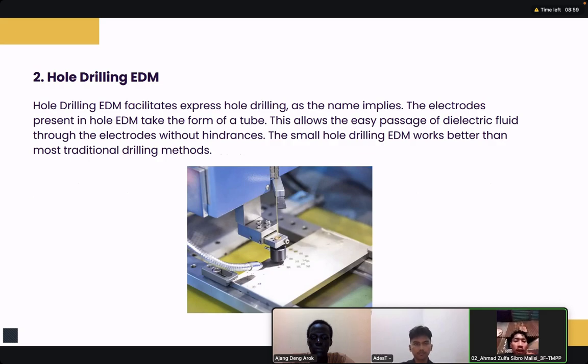And then the second is hole drilling EDM. Hole drilling EDM facilitates express hole drilling, as the name implies. The electrodes present in the hole EDM take the form of a tube. This allows the easy passage of the dielectric fluid through the electrodes without hindrance. Small hole drilling EDM works better than most traditional drilling methods.